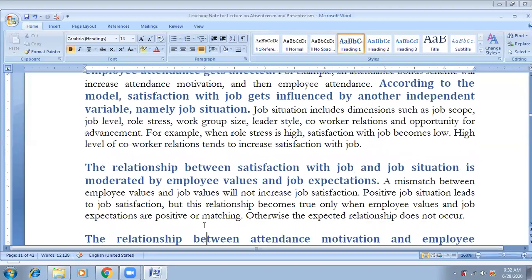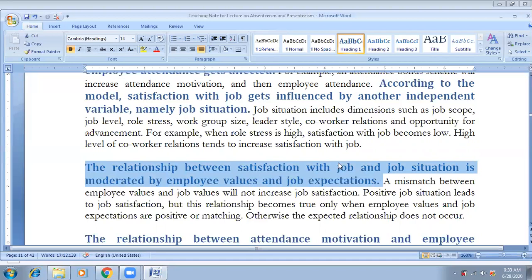Okay, then the relationship between satisfaction with job and job situation is moderated by values and job expectations. Another learning point from the theory: the relationship between satisfaction with job and job situation is moderated by values and job expectations.